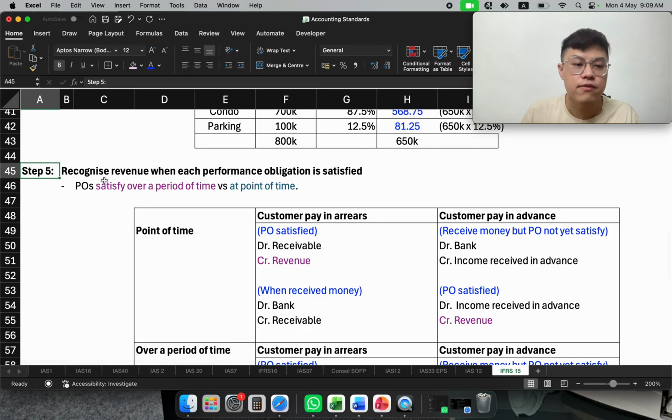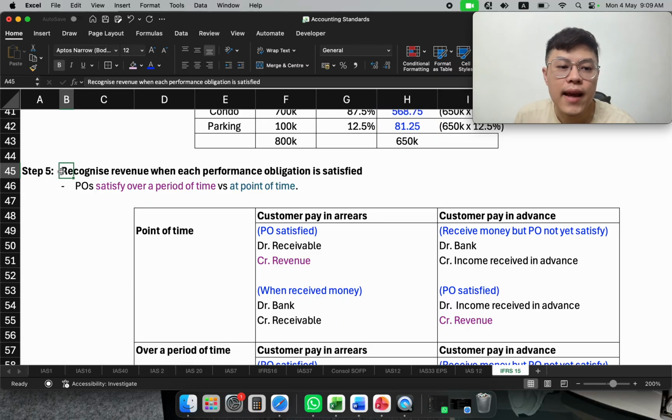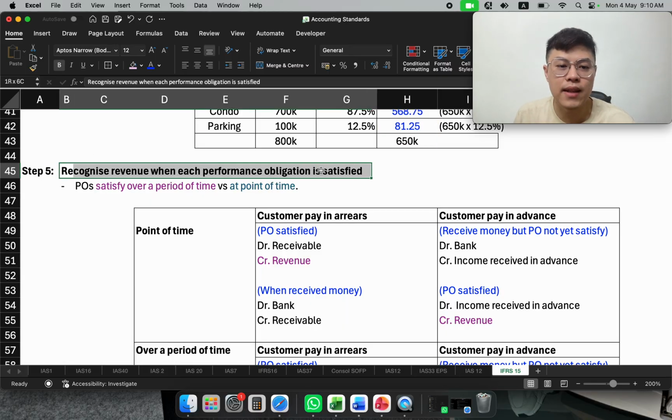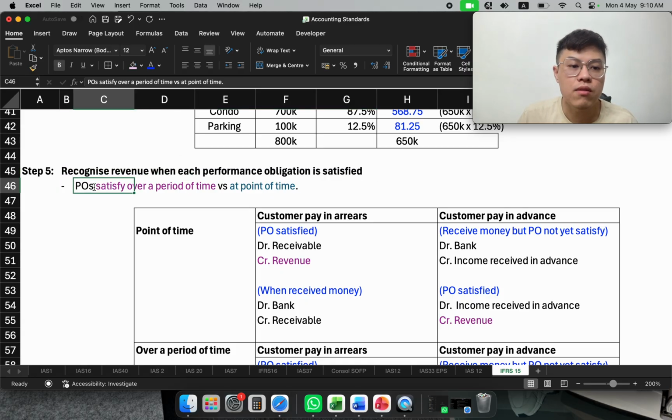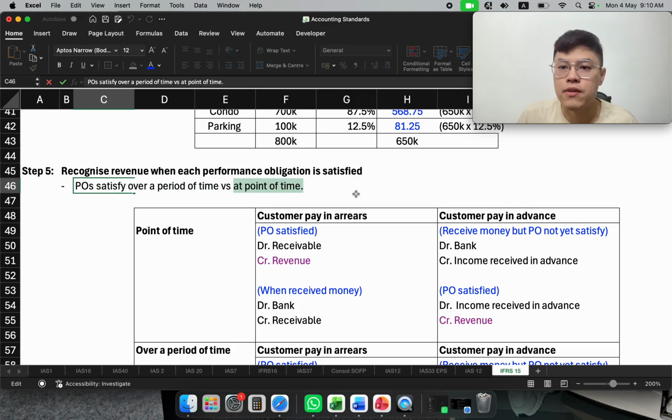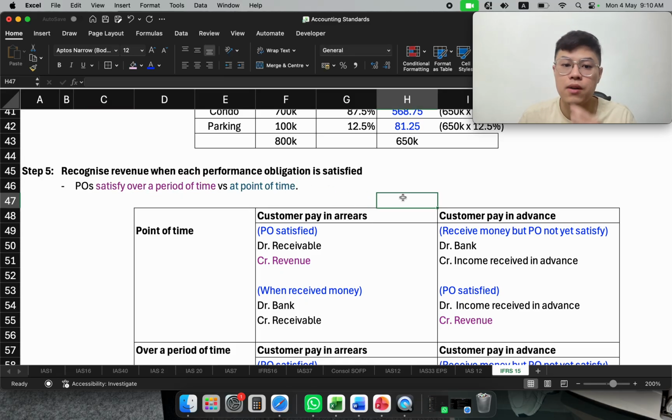So step 5, at this stage, recognize revenue when each performance obligation is satisfied. Meaning to say, when the seller has completed and satisfied what was promised, then we can recognize the revenue. Recognizing the revenue can be over a period of time or at a point in time. So it will depend on the scenario.